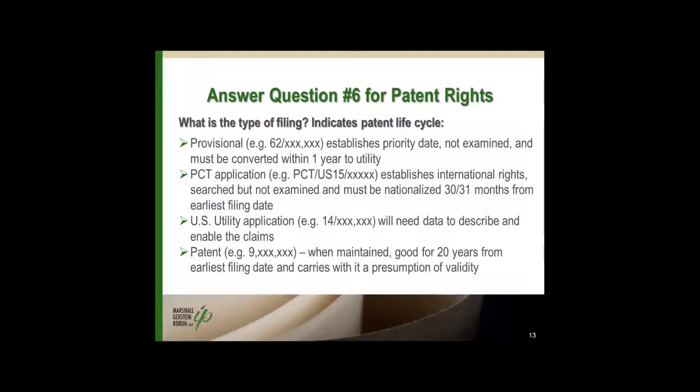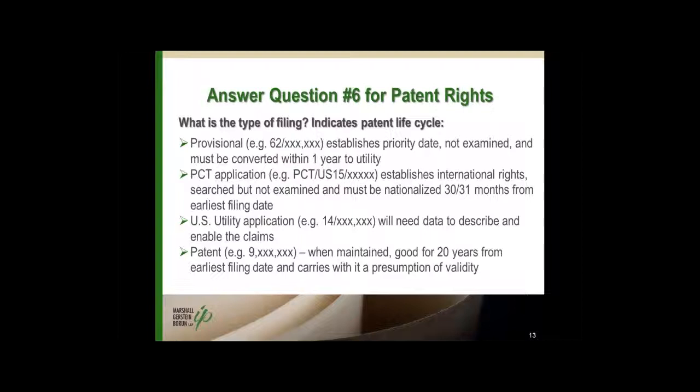If you have a provisional filing, right now, if you were to do it, it would have a series of numbers that look similar to the example there. And what that does is that establishes a priority date. That says, I came up with this idea, and I filed on this idea as of this date. And that is a placeholder application. It's not examined. And within a year, you're going to need to convert it to file another application, which would either be perhaps a U.S. application or a PCT application, maybe both.